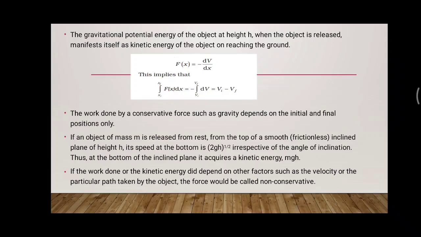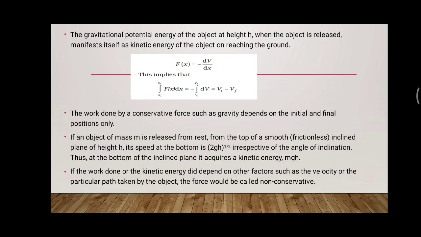If an object of mass m is released from rest from the top of a smooth, frictionless, inclined plane of height h, its speed at the bottom is root 2gh. That means you can compare: half mv squared is equal to mgh. On both sides m is there, you can cancel, and multiplying throughout the equation by 2, it will become 2gh is equal to v squared, so v is equal to root of 2gh.